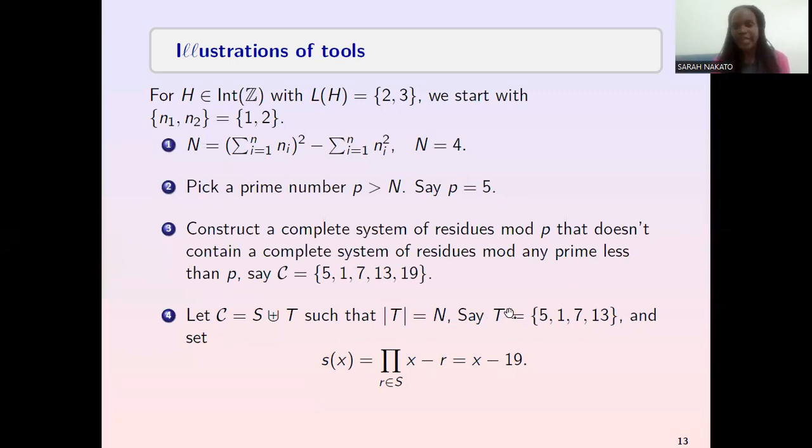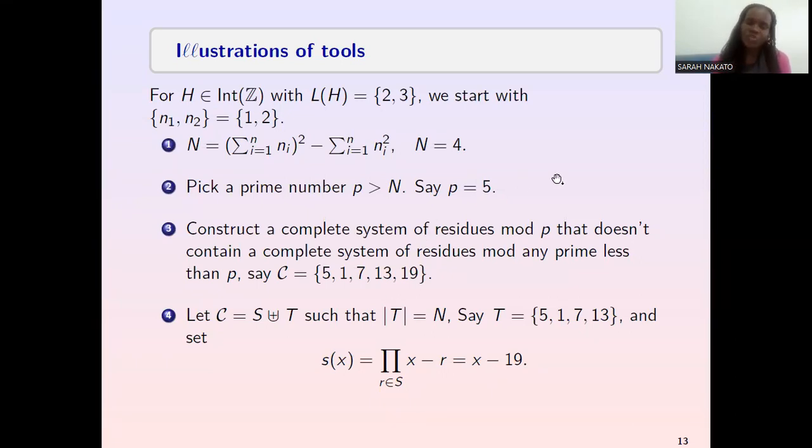And say we've picked 5, 1, 7, 13. So the order really doesn't matter. One can pick 1, 7, 13, 19. As long as we pick 4 elements, we are good to go. And then we set Sx to be now the product of the x minus the remainders. For our case, we only left out 19. So this will be just x minus 19.